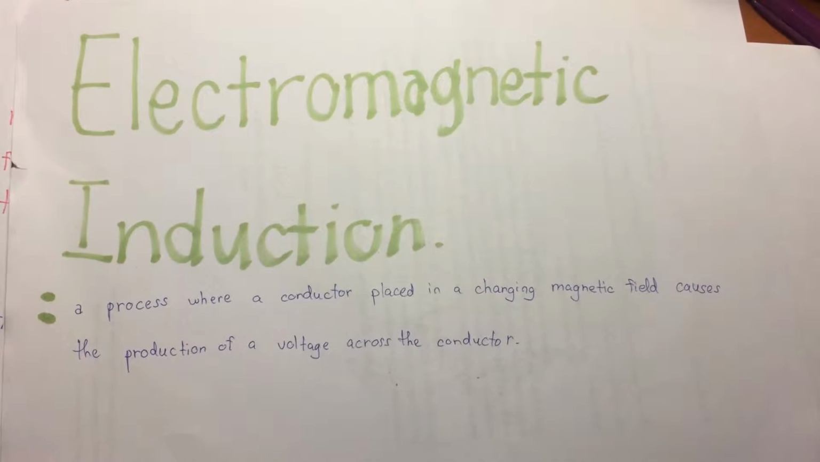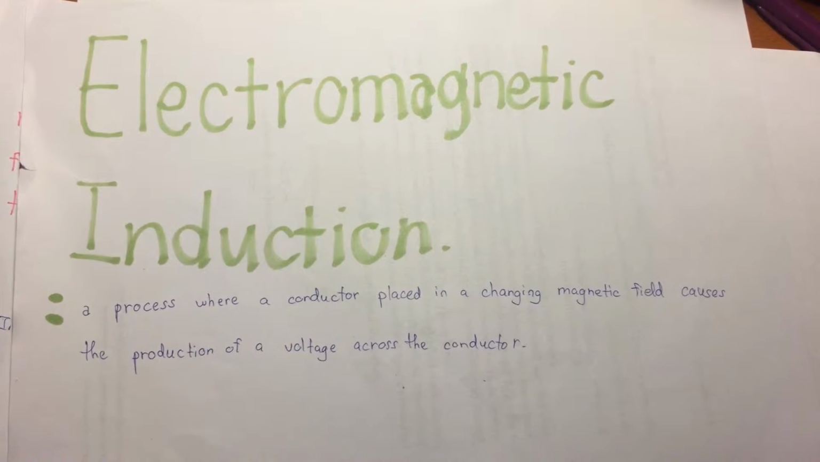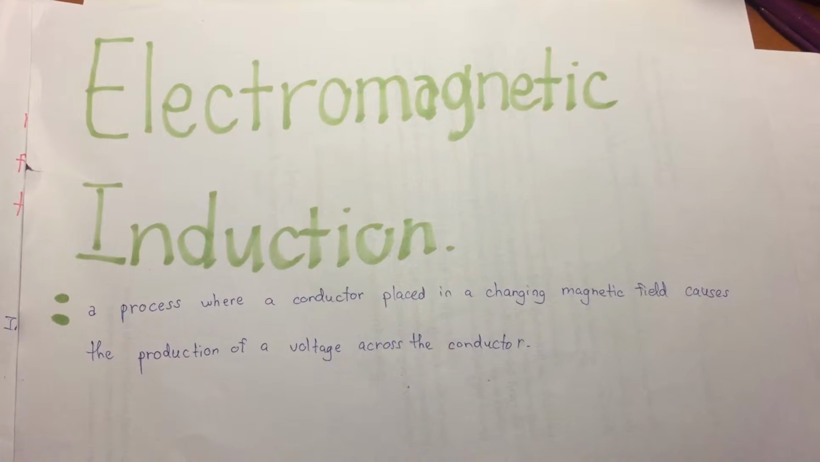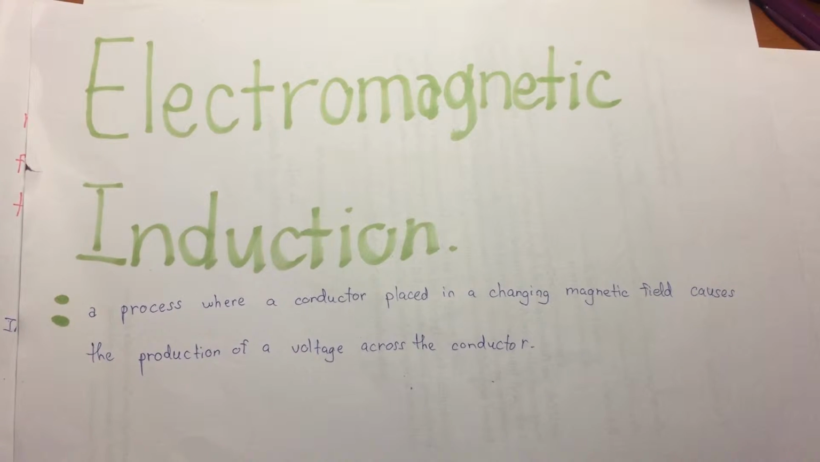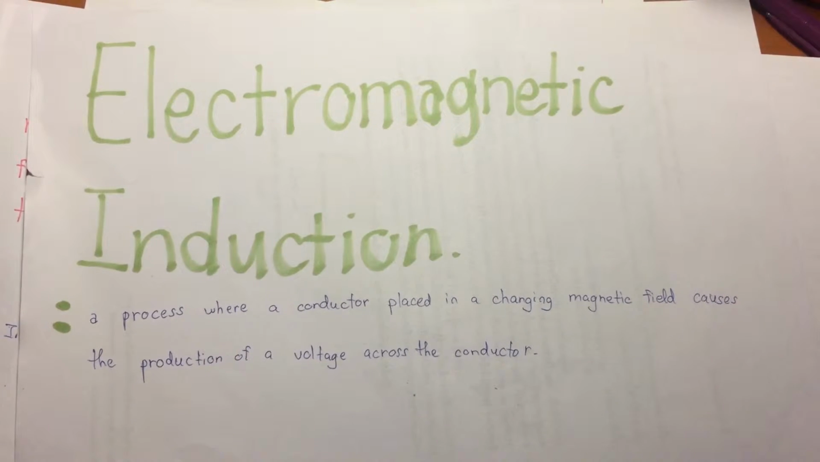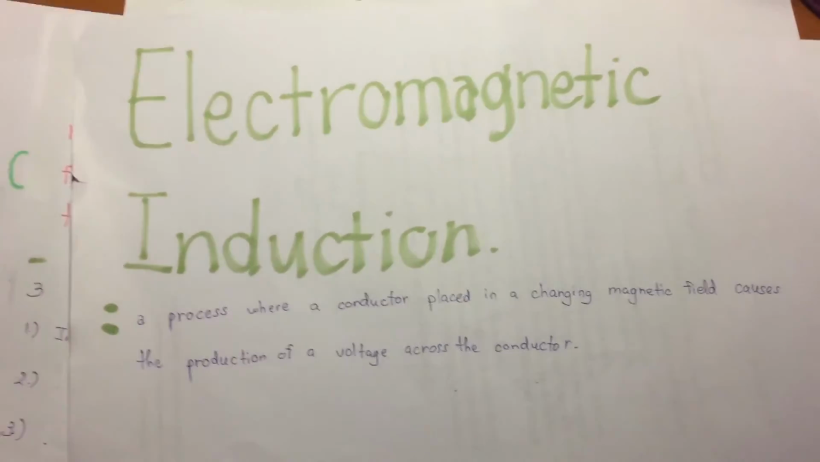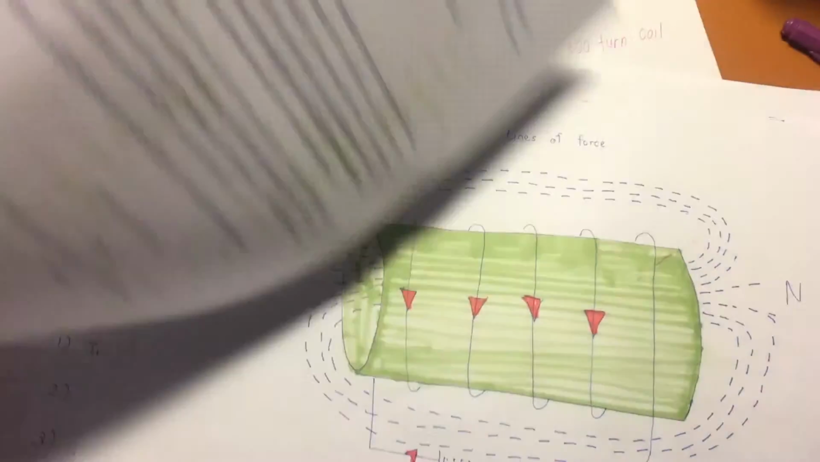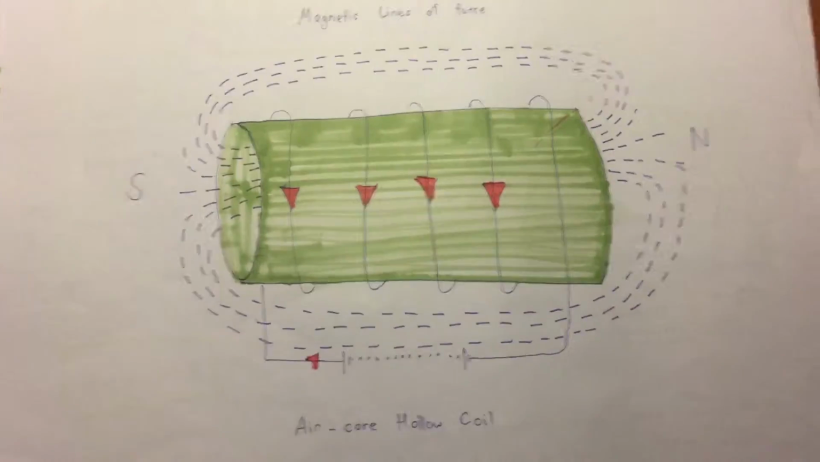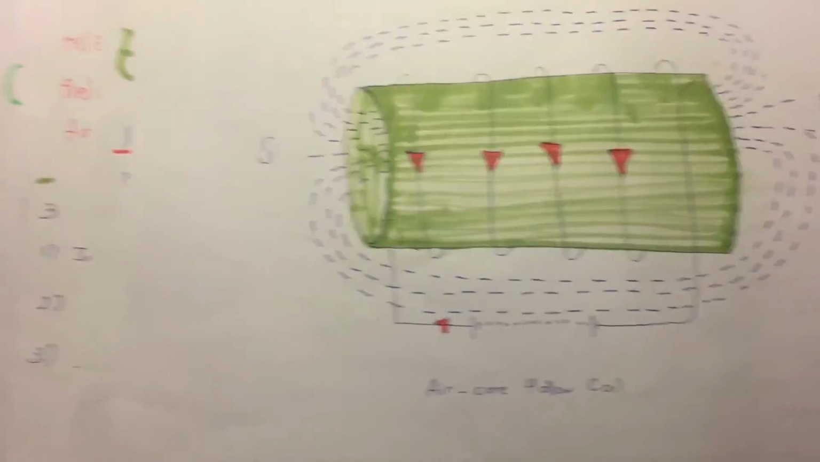Today I'm gonna talk about electromagnetic induction. What is electromagnetic induction? It is a process where a conductor placed in a changing magnetic field causes the production of a voltage across the conductor. This one is magnetic lines of force.